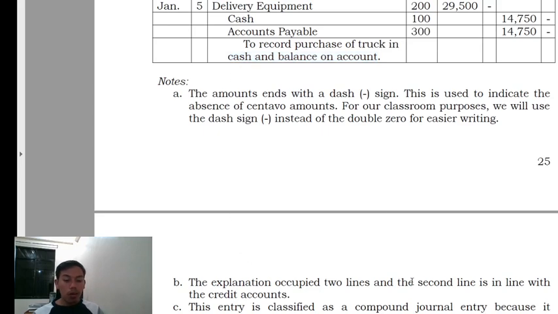The entry is called a compound journal entry. Why? Because it has 2 credits. So, what if dalawa din ang debit? O, di compound pa rin yun. Compound journal entry.